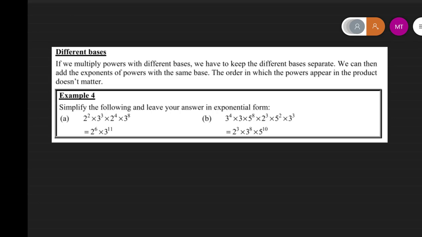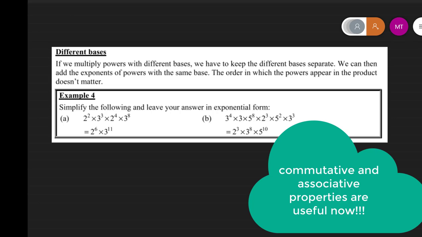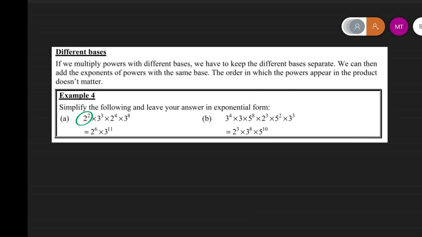And we can then add all the exponents of the powers with the same base. So for example, look at number A. We are going to first multiply 2 to the power of 2 and 2 to the power of 4. That will give me 2 to the power of 6. And then we'll multiply 3 to the power of 3 and 3 to the power of 8, which will give me 3 to the power of 11. And then you stop. You can't do anything else because the bases are different.